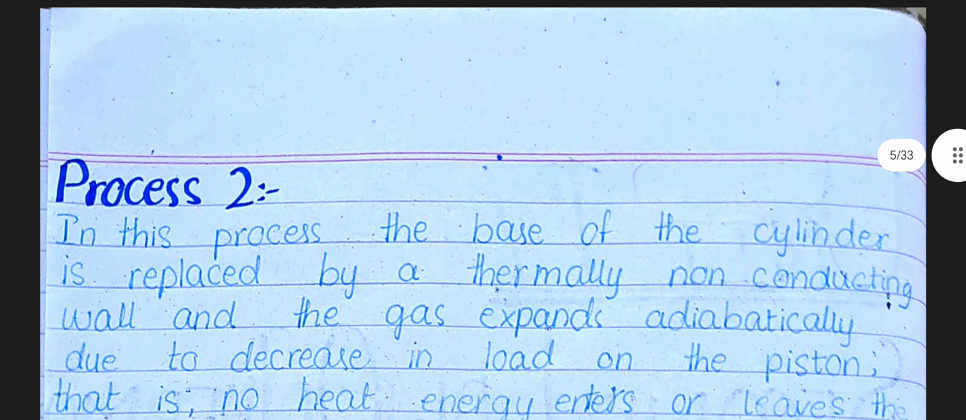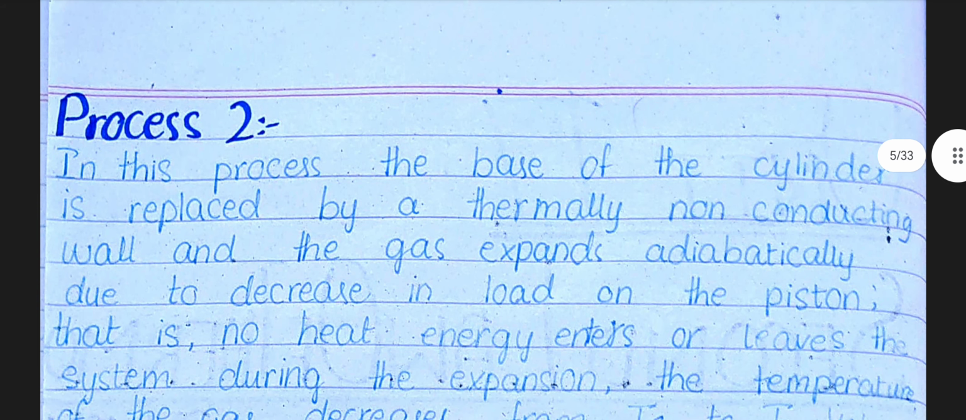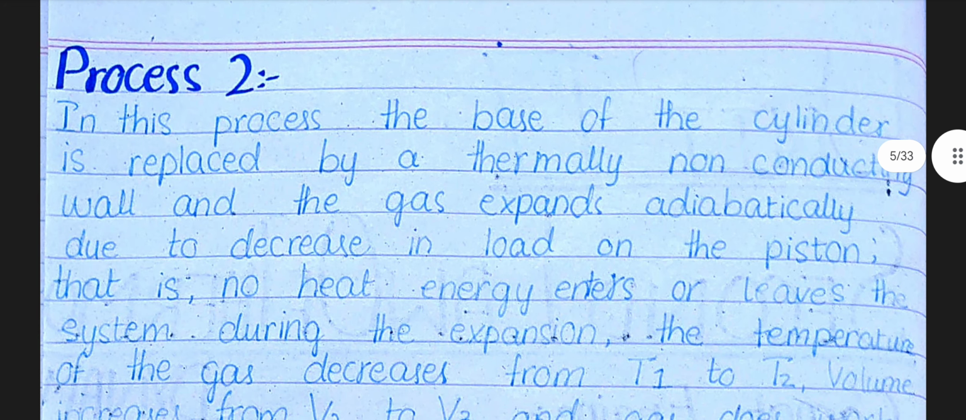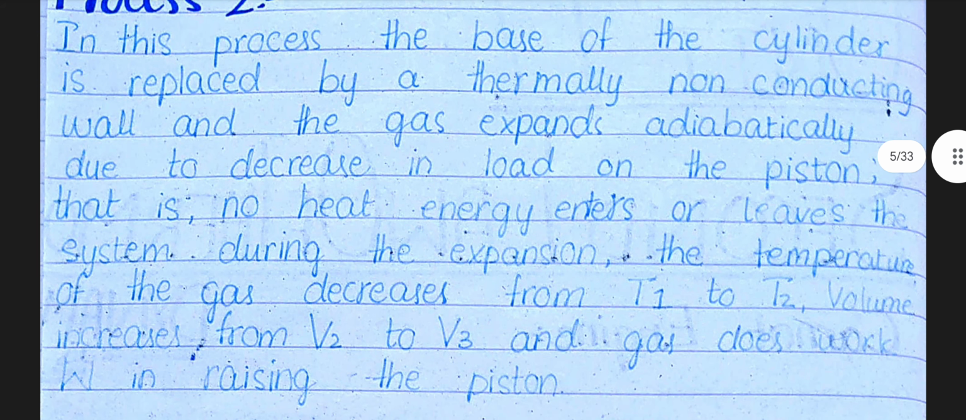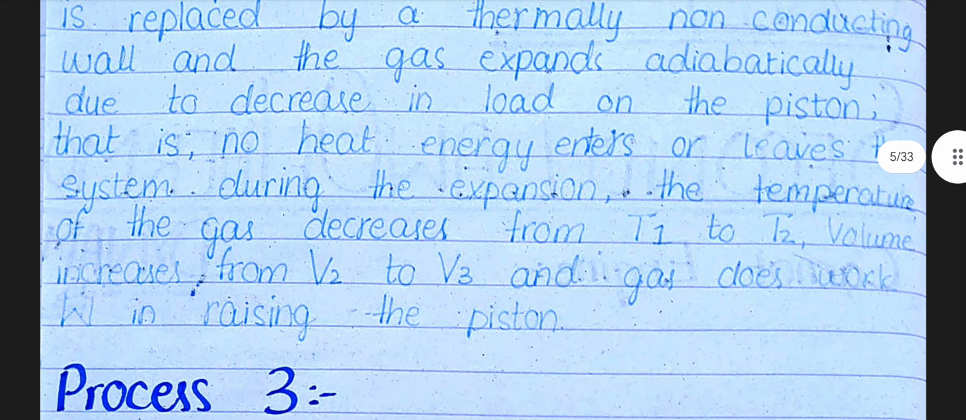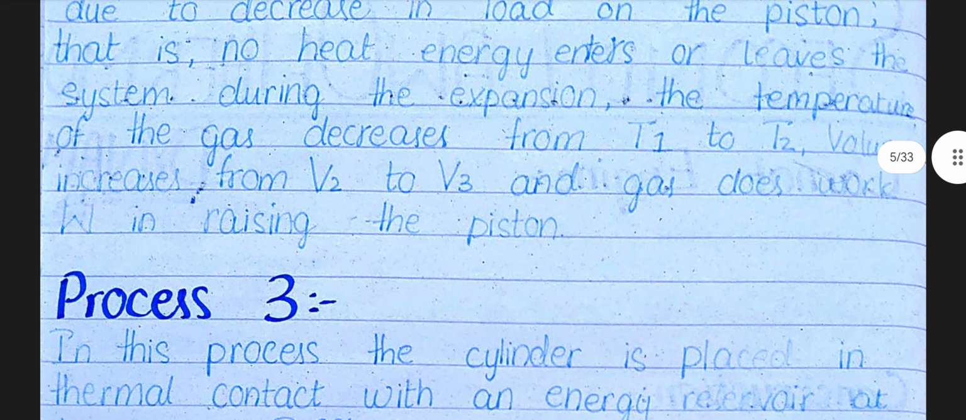Process 2. In this process, the base of the cylinder is replaced by a thermally non-conducting wall and the gas expands adiabatically due to decrease in load on the piston. That is, no heat energy enters or leaves the system. During the expansion, the temperature of the gas decreases from T1 to T2, volume increases from V2 to V3 and the gas does work W in raising the piston.